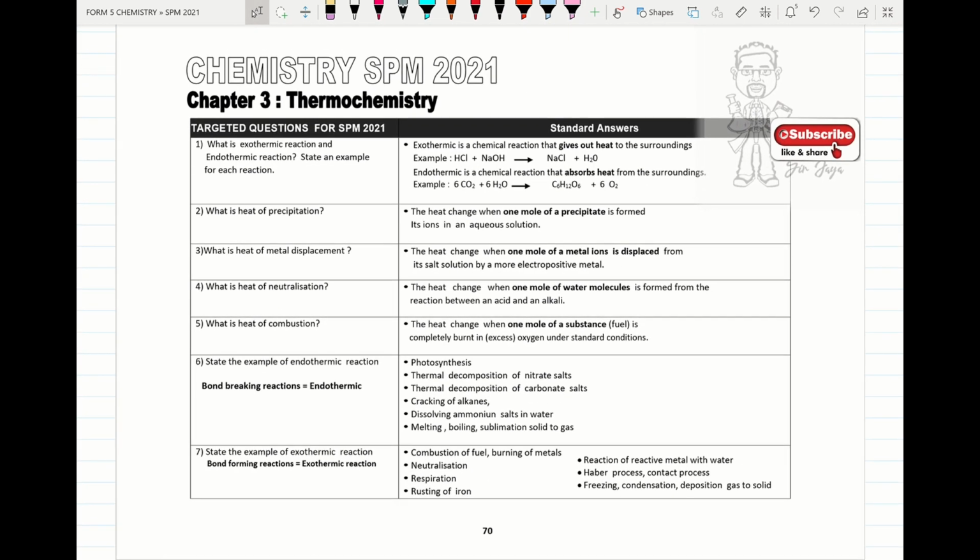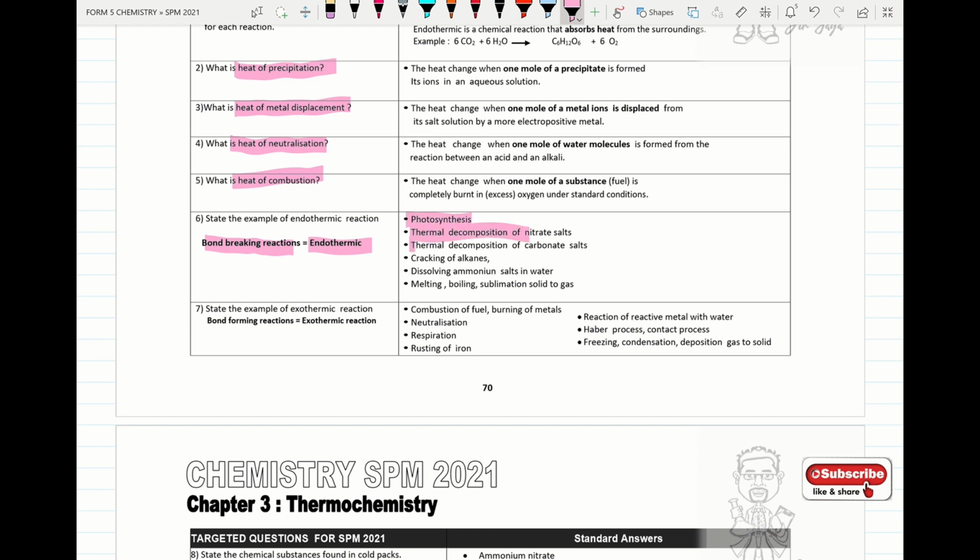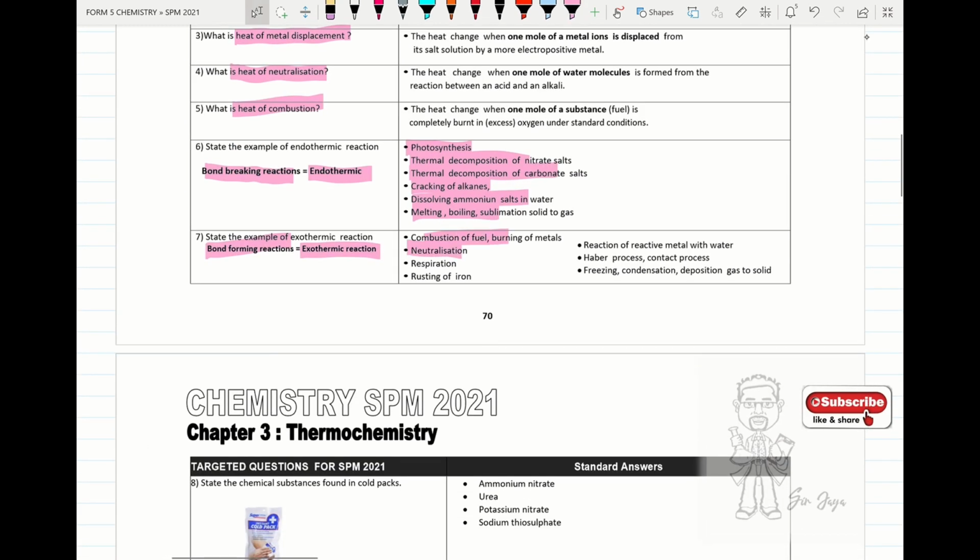Students must remember the main definitions for heat of displacement, heat of precipitation, heat of neutralization, and heat of combustion. Please remember bond breaking reaction is an endothermic reaction. Examples are given. Please memorize all these in the module. And bond forming reaction is an exothermic reaction. Please remember all these examples of bond forming reaction and bond breaking reaction.